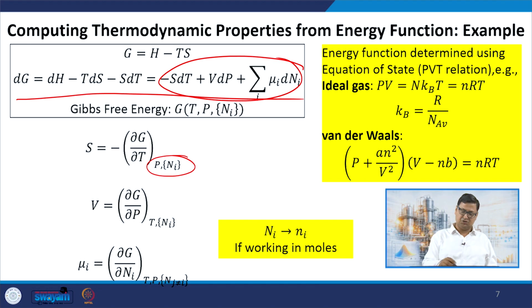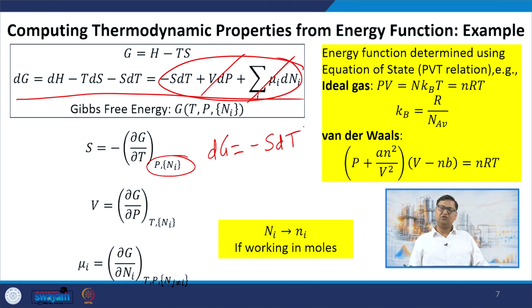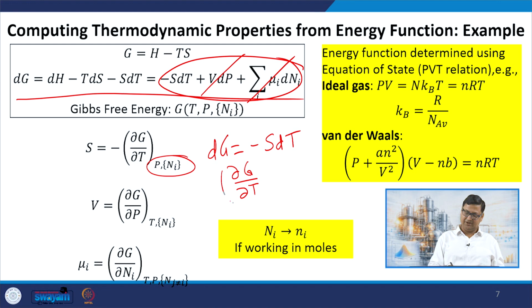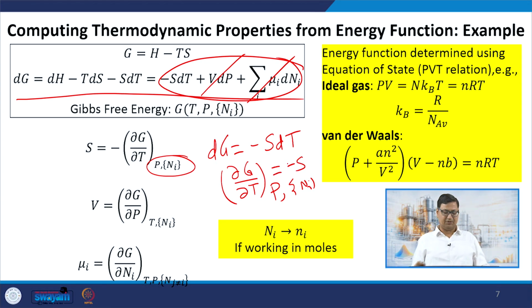this amounts to dropping the second and third term here. So now I am left with dG is equal to minus S dT, right? And that is for fixed value of P and Ni, right? So now if I take a derivative of this, that will correspond to a partial derivative for the fixed P and fixed Ni, and that is equal to clearly minus S from the expression that we have here, right?